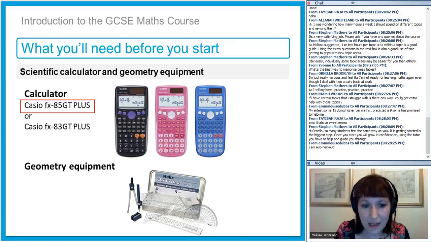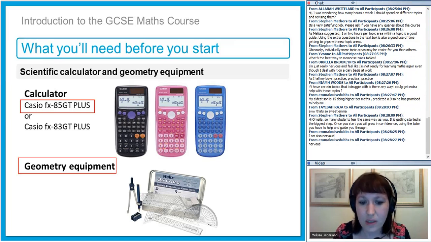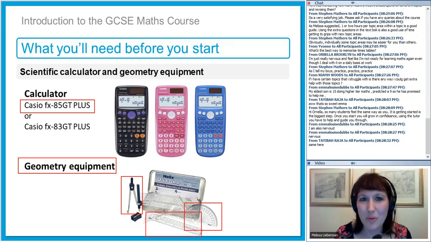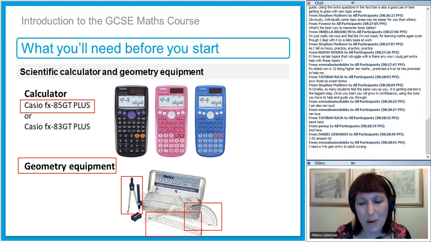You will also need geometry equipment. You'll need a pair of compasses, a protractor, and a ruler. But a basic geometry set like this will maybe cost £1 or £2 if you're in the UK.